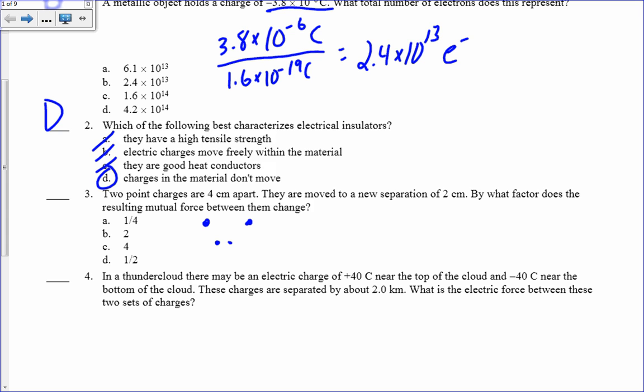2 point charges are 4 centimeters apart, and then they're moved to a new separation of 2 centimeters apart. By what factor does the resulting mutual force between them change? Well, F is k Q over r squared. I'm halving that distance, so I get a factor of 4 for the force. So number 3 is C.